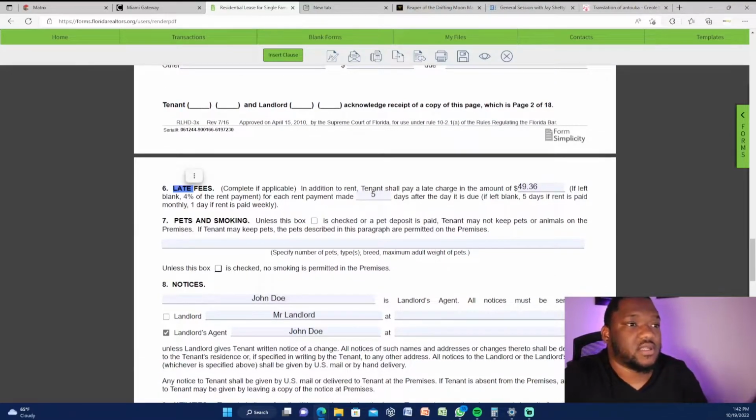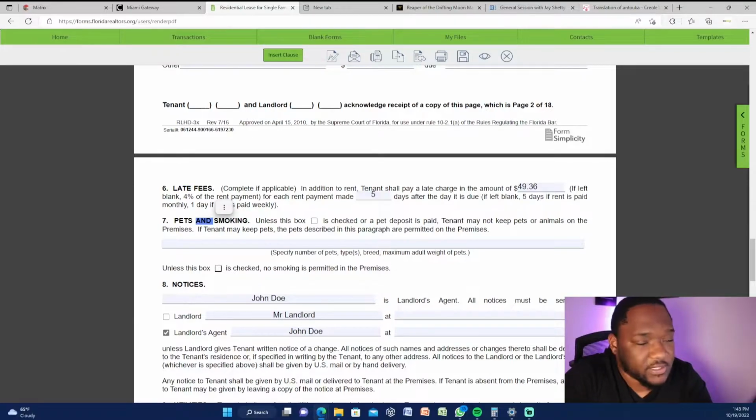Late fees, if most of the time you charge a late fee. Here in the state of Florida, the late fee cannot be more than 4% of the total monthly payment. So in this case, it'll be $49.36, and that'll be assessed after 5 days.